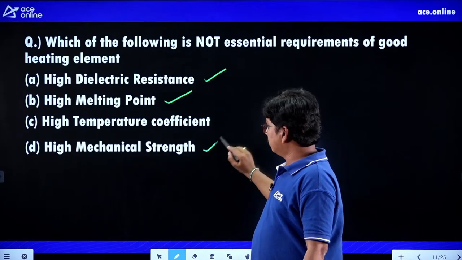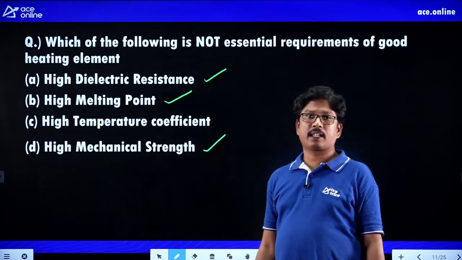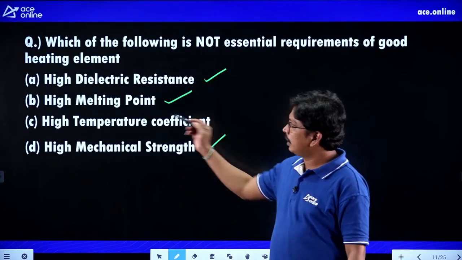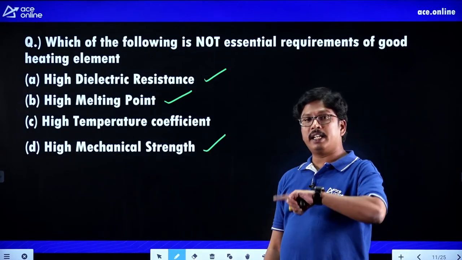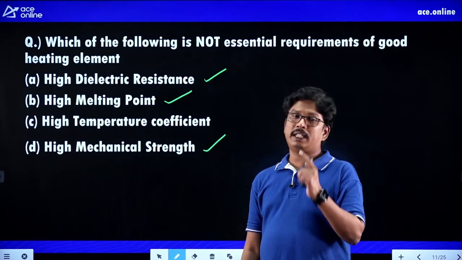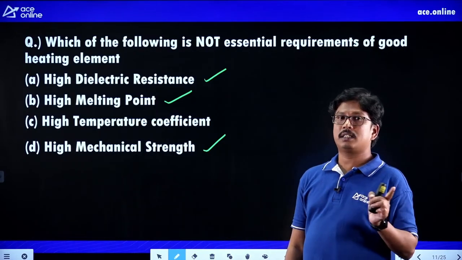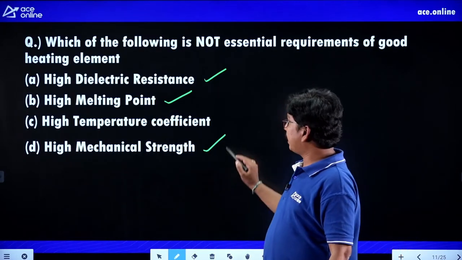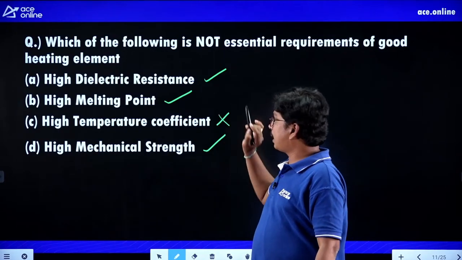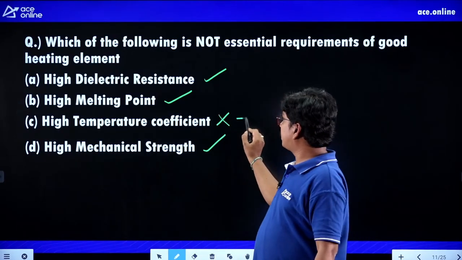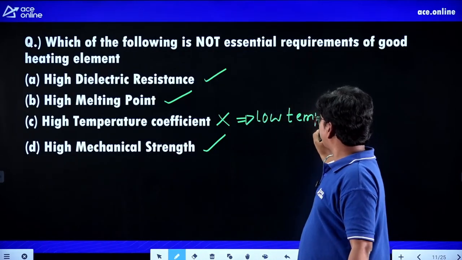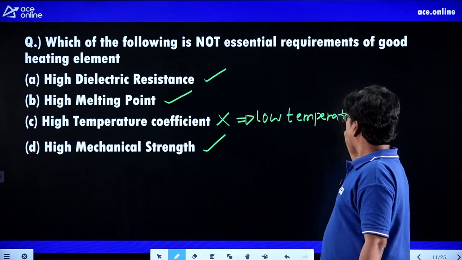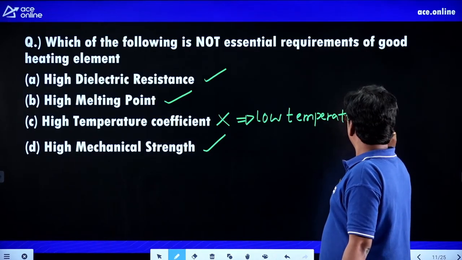They should have high mechanical strength. And they should have low temperature coefficient. Why? Because the variation of resistance from one temperature to the other should not be very high. So that's why it should have low temperature coefficient.